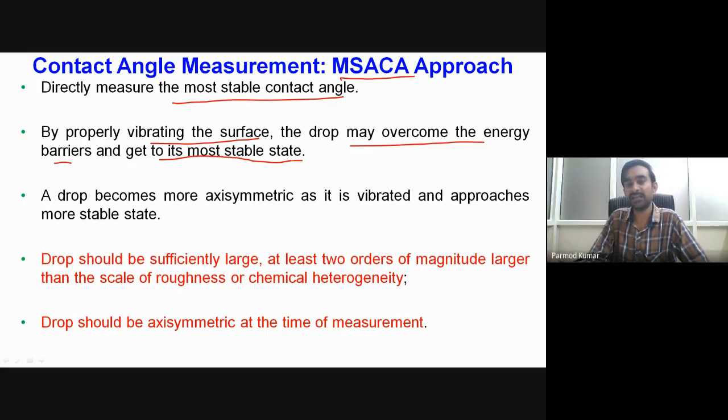It is a common tendency that if you give very controlled vibrations to a surface over which your droplet is resting, the vibrations add certain energy into the droplet, and that energy provides sufficient energy content within the droplet to overcome the energy barriers I described during the previous lecture. Once the droplet is able to overcome these energy barriers, it reaches the stage of minimum energy, or the most stable state of the energy.